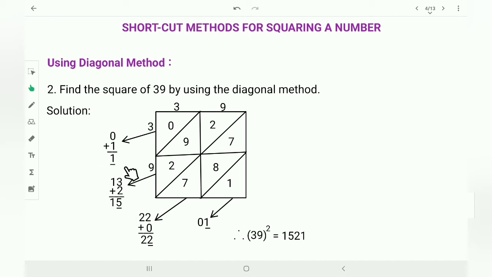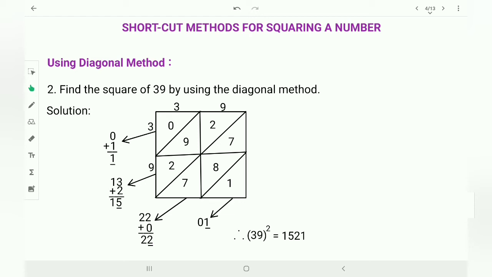All the numbers, complete numbers, you have to underline. Here 1 is a complete number, so I have underlined here 1. Now you have to take all the underlined digits or numbers, and write them together. That will give you the square of the given number.